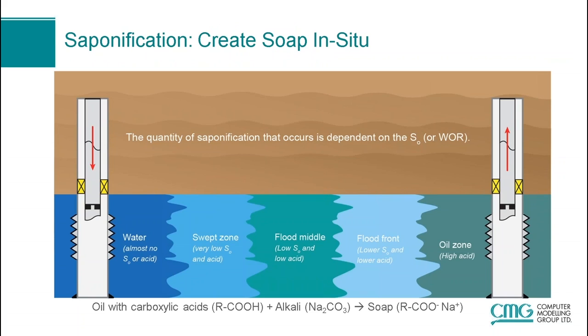Now a little bit about saponification, or the creation of soap in situ. The main point of this slide is to point out that the quantity of saponification that occurs is dependent on the oil saturation. So the diagram is showing kind of a typical flood where you have an untouched oil zone that has high oil saturation and high acid, and then as the flood progresses you get lower and lower oil saturation and also lower amounts of acid. So as I mentioned, the amount of saponification is dependent on the oil saturation or water-oil ratio. And then at the bottom is just a typical reaction that might occur. The oil with carboxylic acids plus the alkali gives soap.